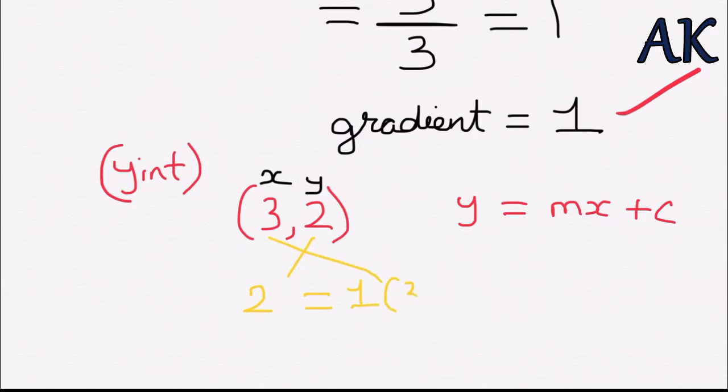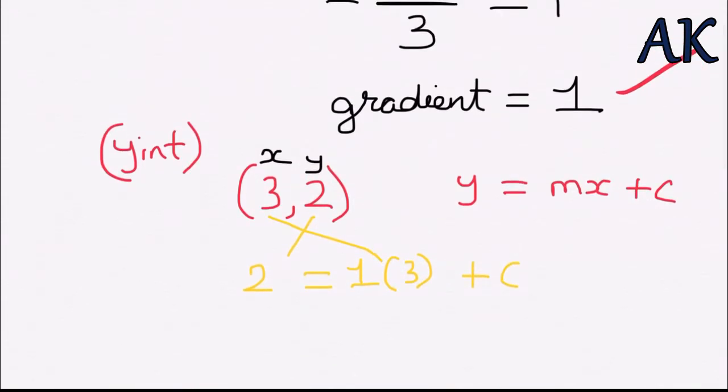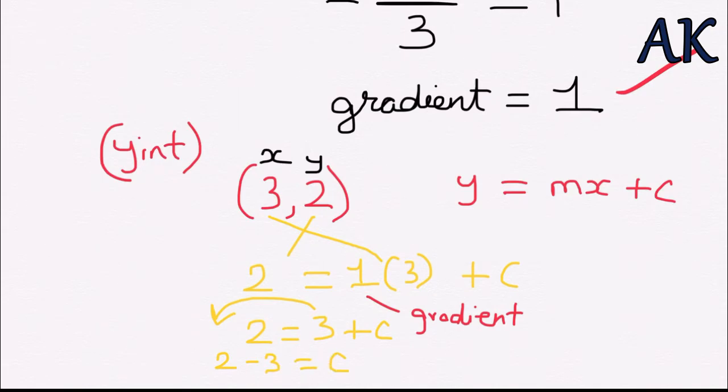Now I replace the x with the x-coordinate. So I rewrite the equation as 2 is equal to 1 into 3 plus c. I simplify this to obtain 2 is equal to 3 plus c. I now have to find the value of c. I take 3 to the other side of the equation and obtain c is equal to 2 minus 3, so c is equal to minus 1. So the y-intercept is minus 1.